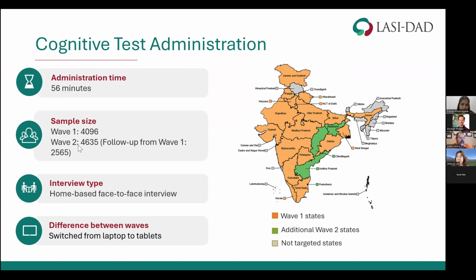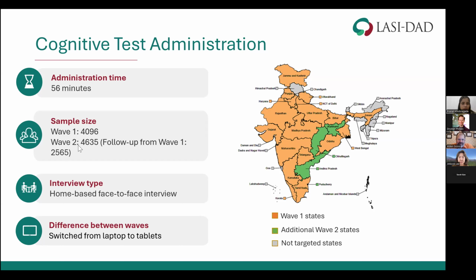Before I describe the specific cognitive tests, here is an outline of the sample and the administration time for the cognitive module. On an average, the cognitive module took approximately 56 minutes. For the sample, we had drawn respondents from multiple states across India, reflecting cultural and geographical diversity. In wave 1, we interviewed 4096 respondents, and it increased in wave 2 to 4635. Of these, 2565 individuals participated in both waves, allowing longitudinal comparison.